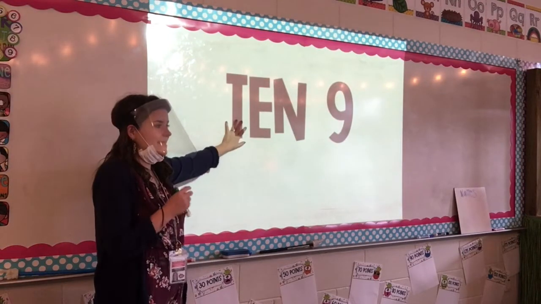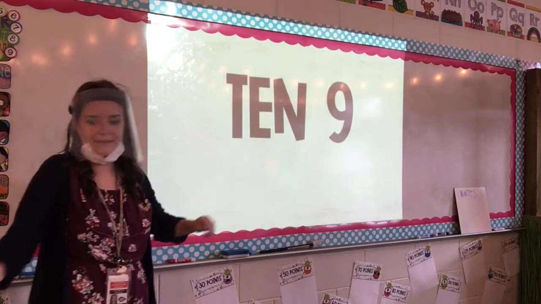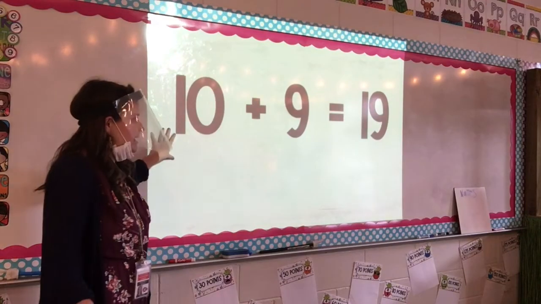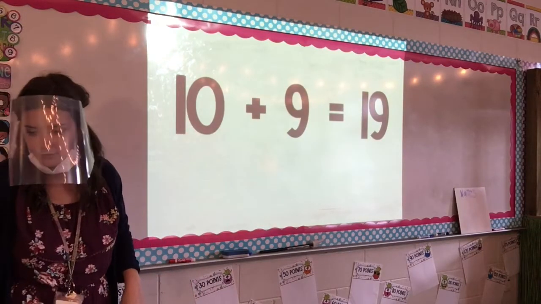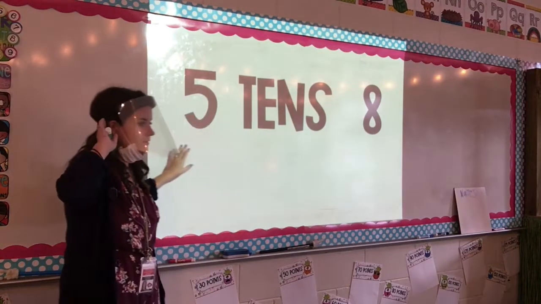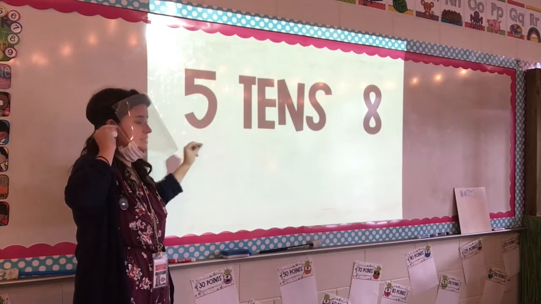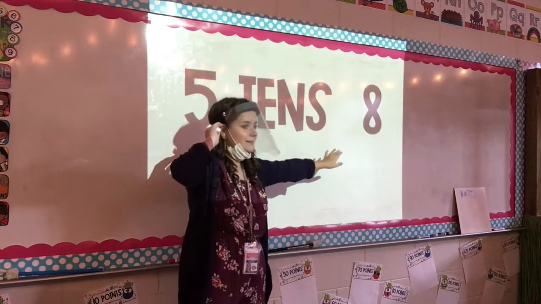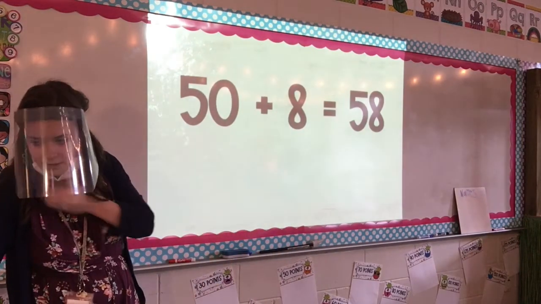What about this? 1, 10, 9. What would that be? 10 plus 9 equals 19. It's 19. What about this number? 5, 10, 8. You say it. 5, 10, 8. Right. So what would be the addition sentence? 50 plus 8 is 58. Good job.